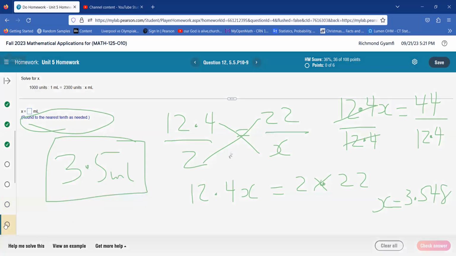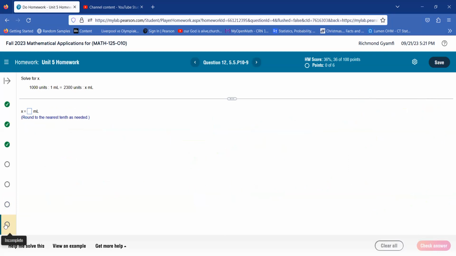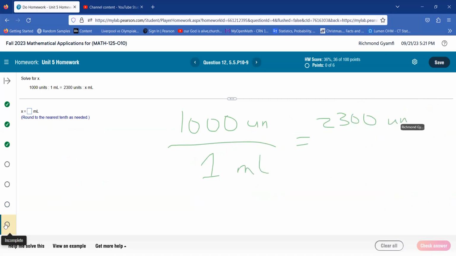The last one. And then I'm going to end this video. So again, we have 1,000 units. Now make sure you check the units to make sure they are the same. 2300 units over x ml, right? So you cross multiply.